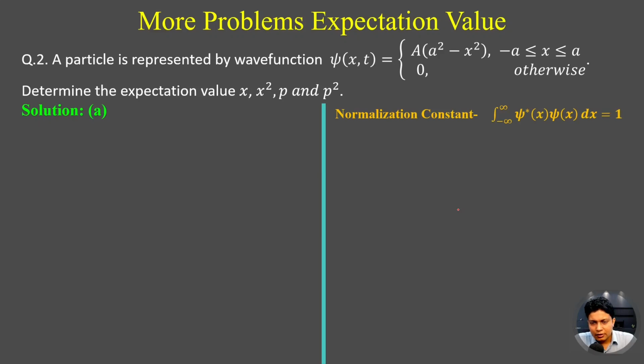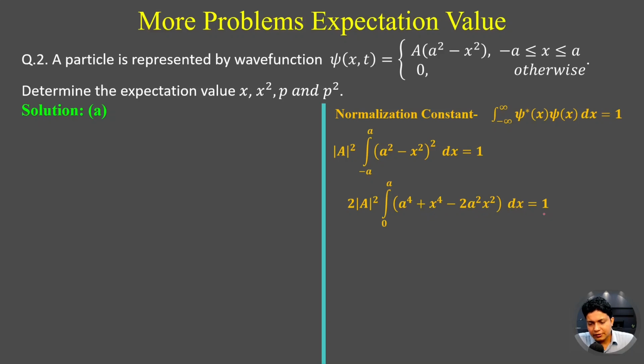So this will be integration minus infinity to plus infinity psi star x psi x dx equal to 1. After putting in the wave function, this will be mod of A square, integration minus a to plus a, a square minus x square whole square dx equal to 1. Now this can be written like a square plus b square minus 2ab. So here the limits are equal and opposite, and this wave function is even, so this can be written like 2 times mod of A square, integration 0 to a, a to the power 4 plus x to the power 4 minus 2a square x square dx equal to 1.